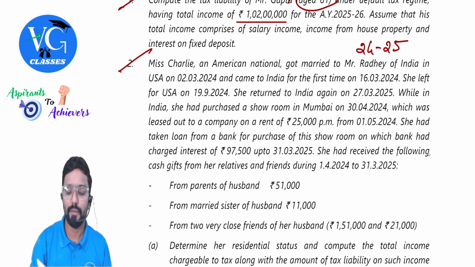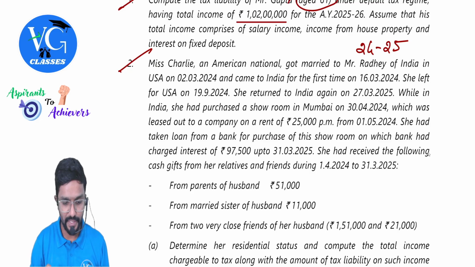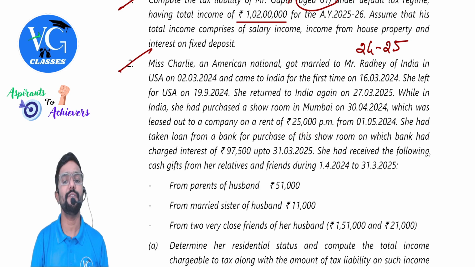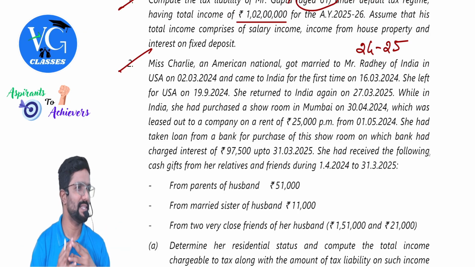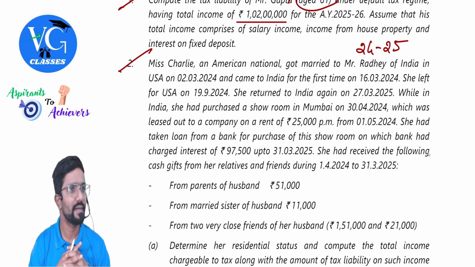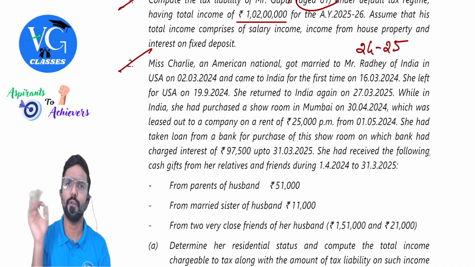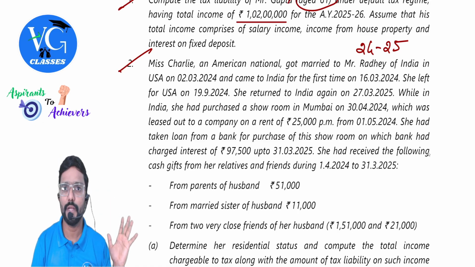No, sir. Miss Charlie, whatever investment she has done, let me read that. Here: while in India, she had purchased a showroom in Mumbai on 30th April 2024, which was leased out to a company for a rent of 25,000 per month. Clear? So nowhere have they given that it is in the course of business, and she is not doing any business in fact. So can we consider it not in the course of business? Yes, sir. Better to give a note for it. It is assumed that Charlie is renting out the showroom not in the course of business.